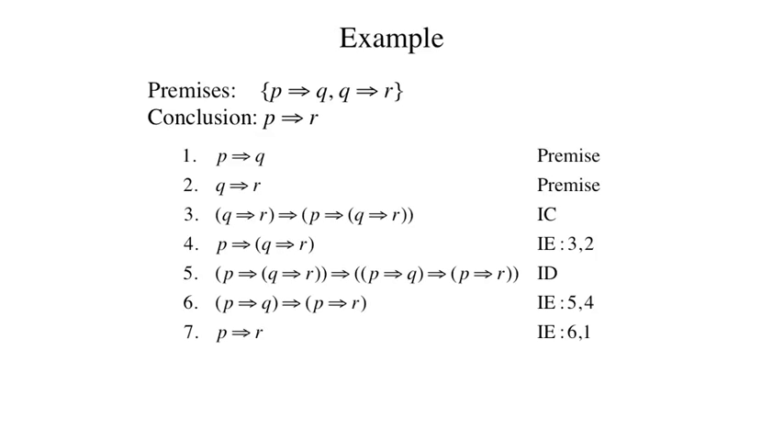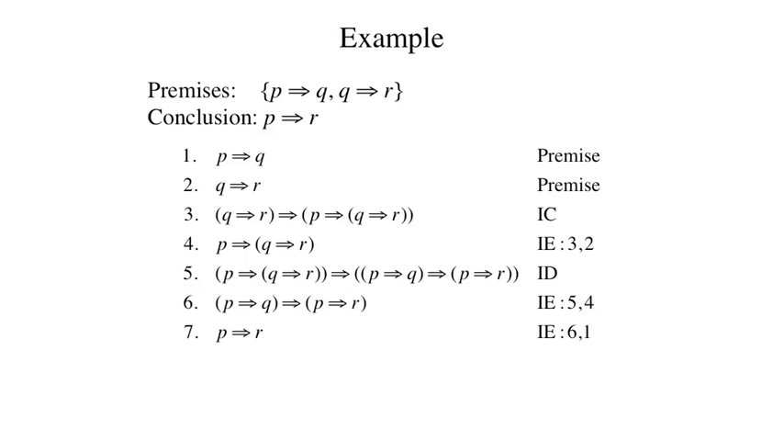Here's a somewhat more complicated example. This one illustrates the use of axiom schemata. Whenever P is true, Q is true. Whenever Q is true, R is true. With these as premises, we can prove that whenever P is true, R is true. On line 3, we write down an instance of implication creation. Q implies R implies that P implies Q implies R. From this conclusion and premise 2, we use implication elimination to derive the sentence P implies Q implies R.